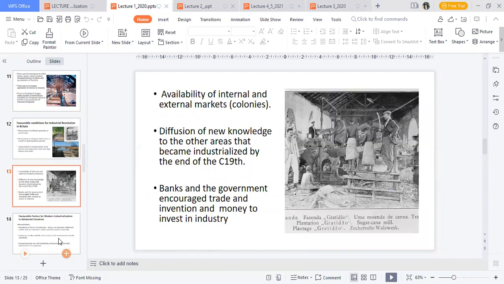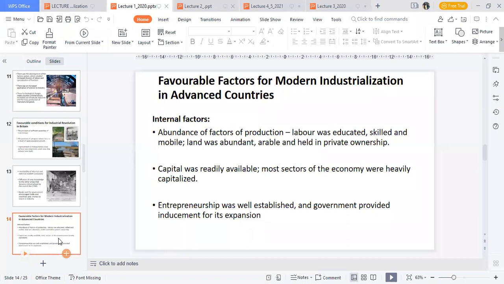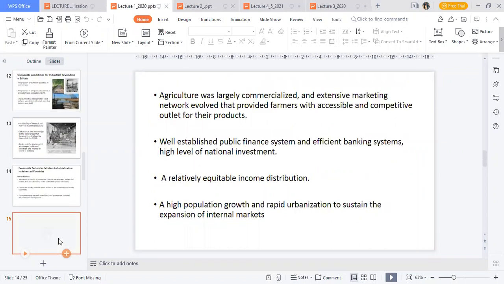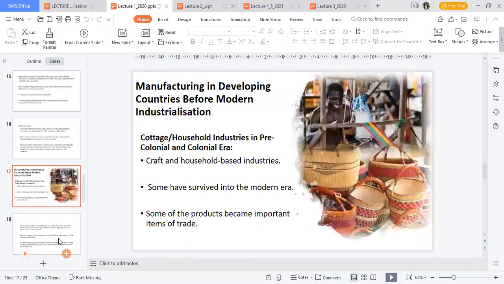Market means that they were using the colonies. You understand? So when you talk about availability of markets, your focus should be on the colonies. There were banks and other institutions that encouraged trade and industries. So the banks were around to provide investments, keep people's money and all that. So all these were features that actually gingered industrialization in the developed countries. Okay, now my focus is on here.